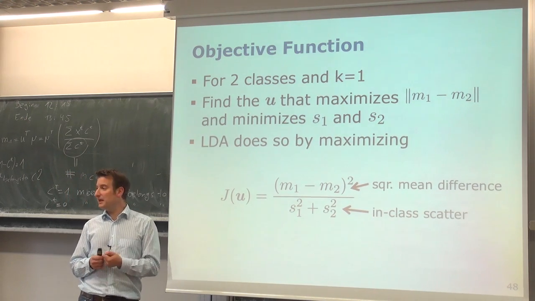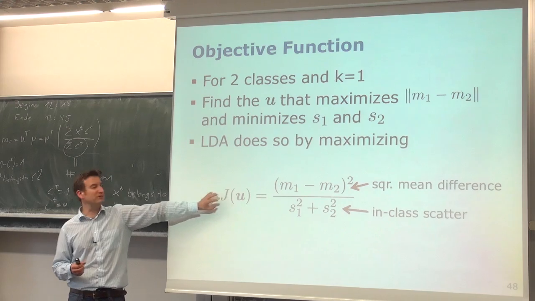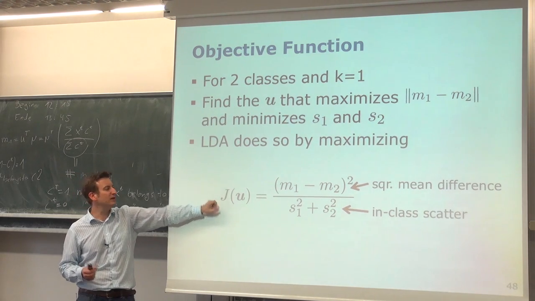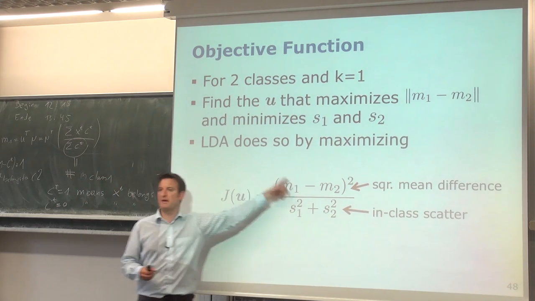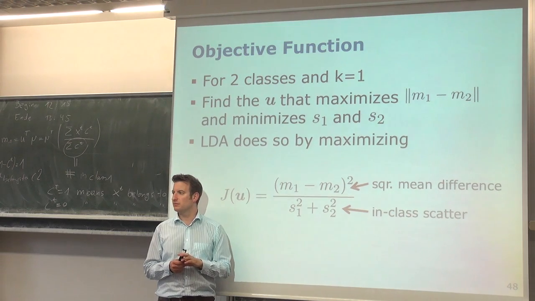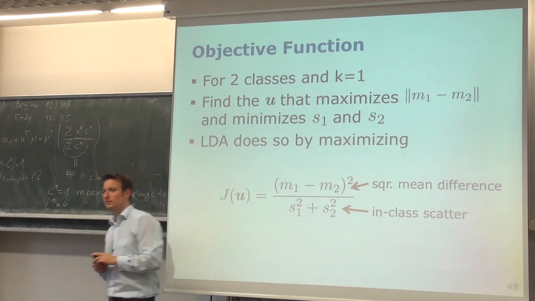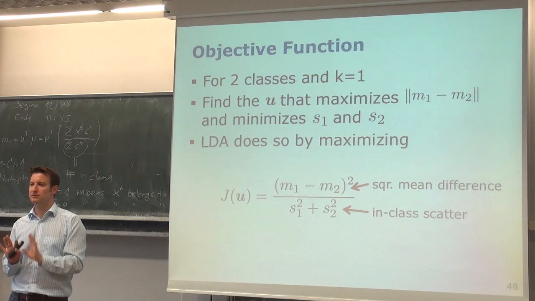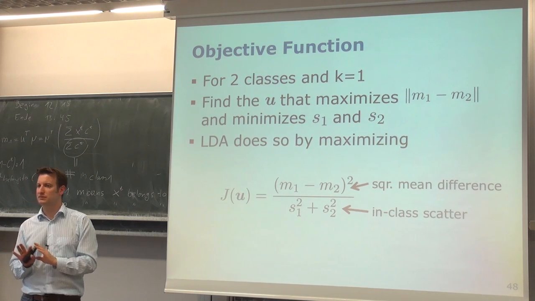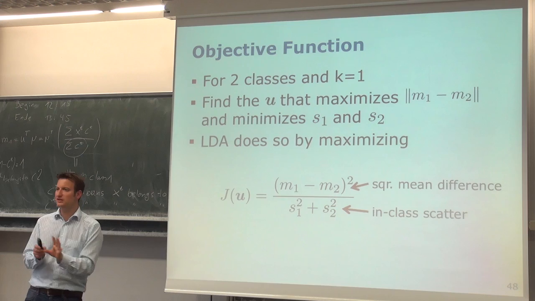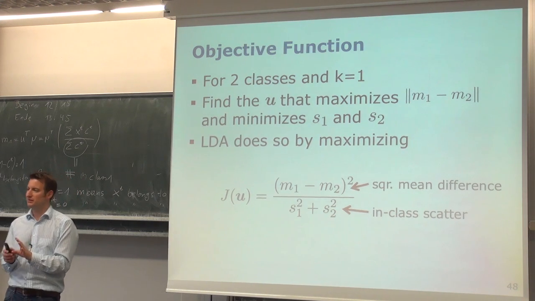So what LDA does is says, okay, this is my objective function. I'm just maximizing this objective function, and I'm selecting the u which maximizes this function. Okay, idea clear? Okay, so whenever there's something not clear, just interrupt me.